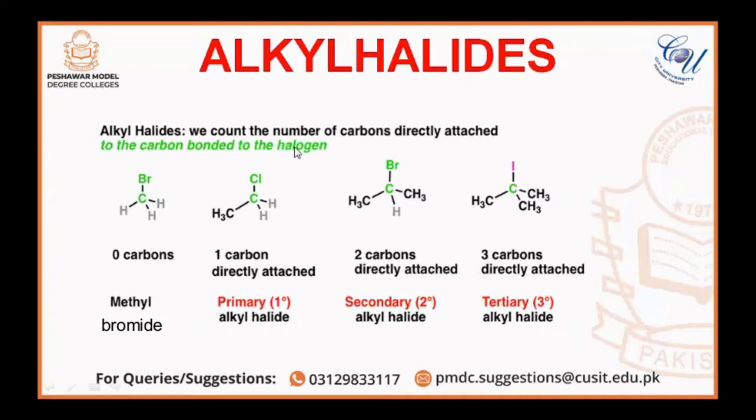The carbon to which the halogen is bonded, we call the alpha carbon, and in the examples we have represented it with a green color. If the green carbon is attached directly to 3 hydrogen atoms, or to one carbon, we call it a primary alkyl halide. If the green carbon bonded with the halogen has 2 carbon atoms attached to it, we call it a secondary alkyl halide. And if the carbon attached to the halogen has 3 carbon atoms attached to it, we call it a tertiary alkyl halide.